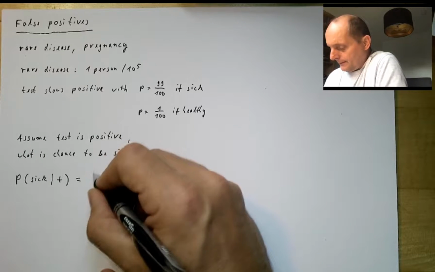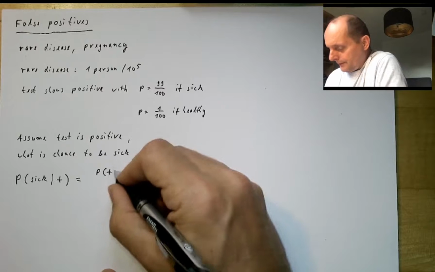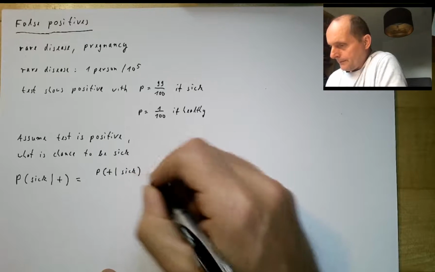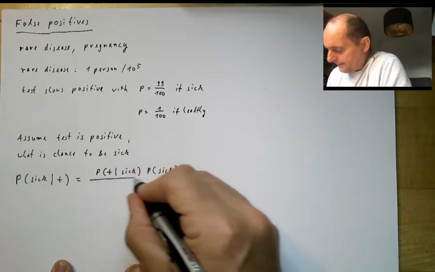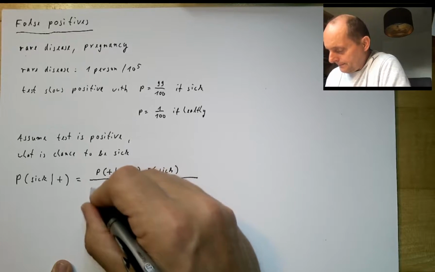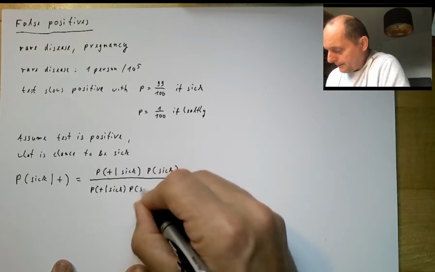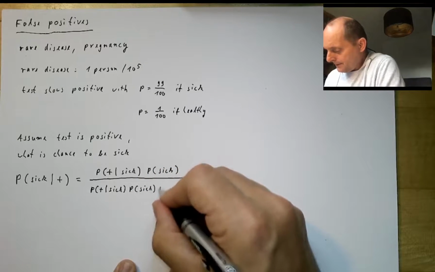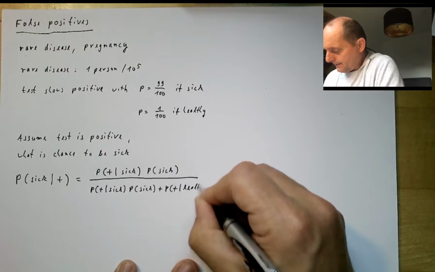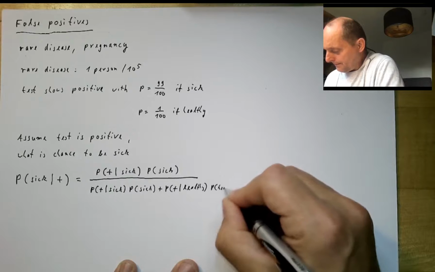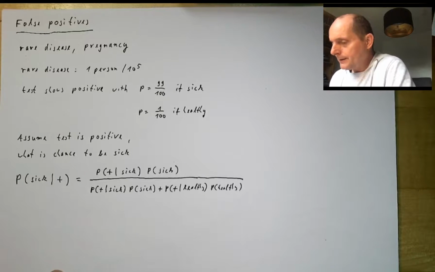So that is equal to the probability to have a positive test if the person is sick times the probability to be sick, divided by the probability for a positive test given sick times the probability to be sick, plus the probability to have a positive test even though the person is healthy times the probability to be healthy. So I hope you still can read my writing here.